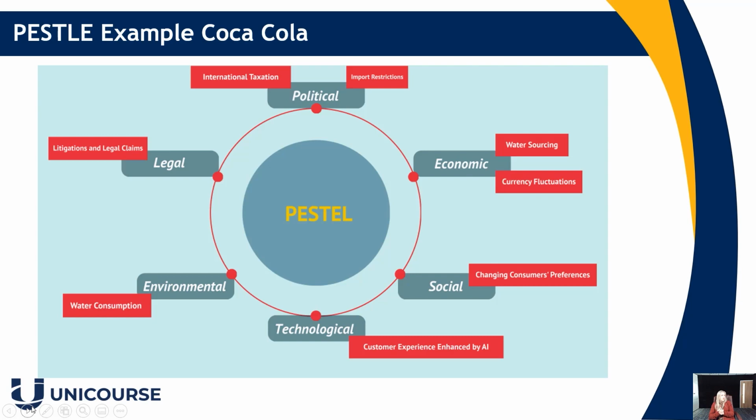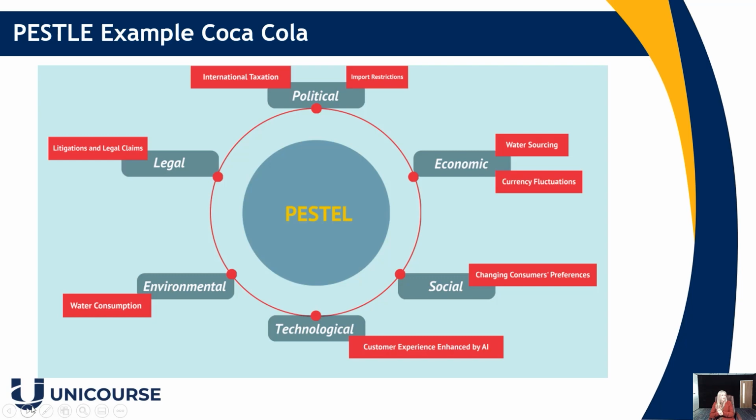And it says here that social is changing consumers' preferences. Now, considering that a lot of consumers now are looking for things that are sugarless, that are more healthy, and the trend is for healthier drinks, maybe they're having to change their perspective and have some new lines of healthier drinks just to meet the needs of the customers there.